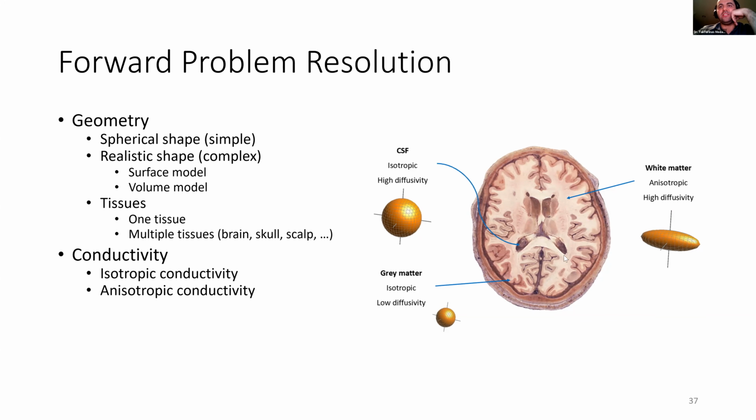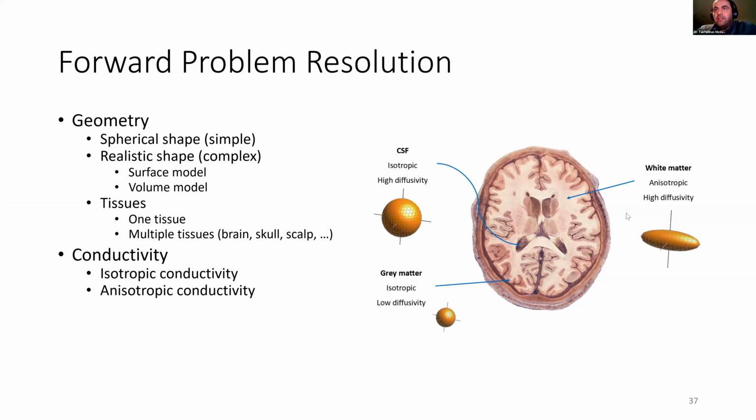So the conductivity is very high inside these cavities in the brain, as well as in between the brain and the skull. There is also the gray matter, where the neurons are. There are different kinds of neurons, but we assume that the gray matter is also mostly isotropic, but its conductivity is very low compared to the CSF liquid.